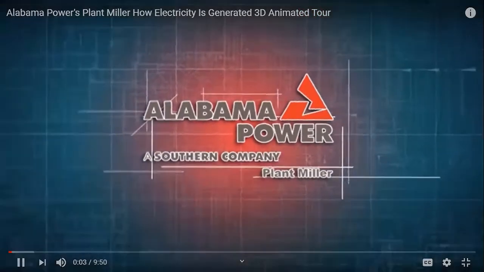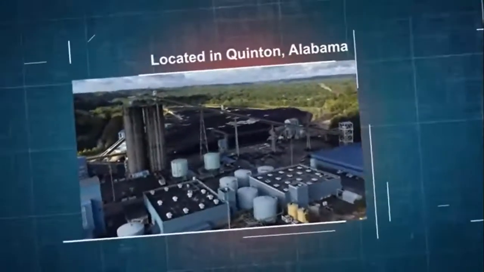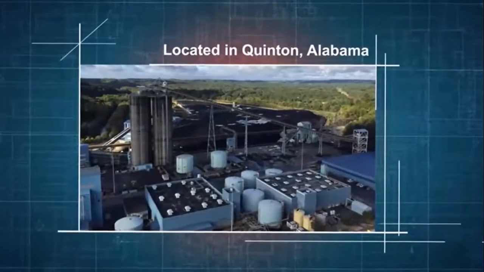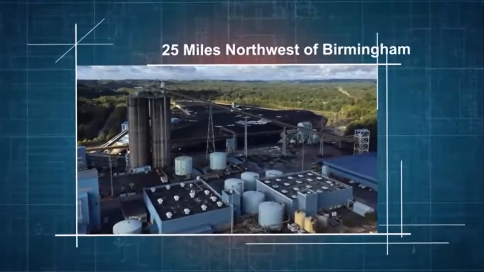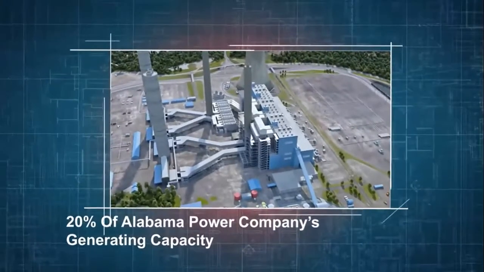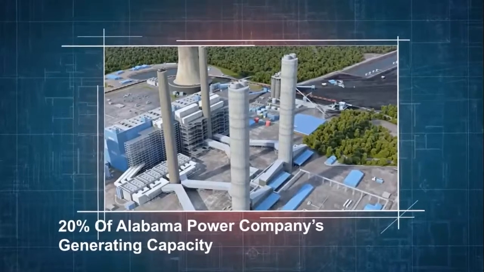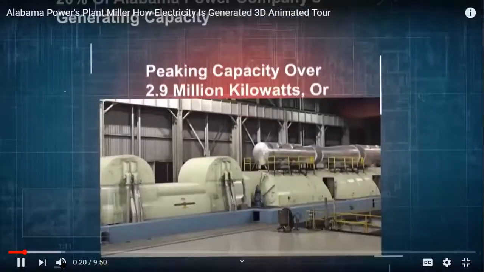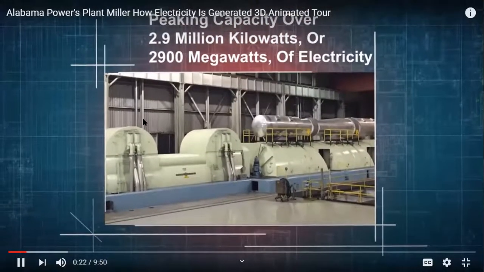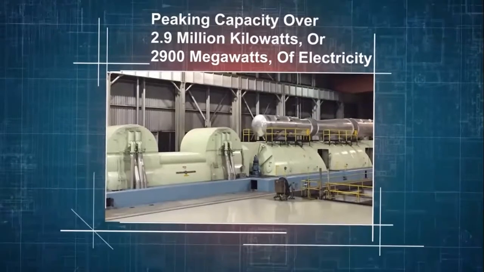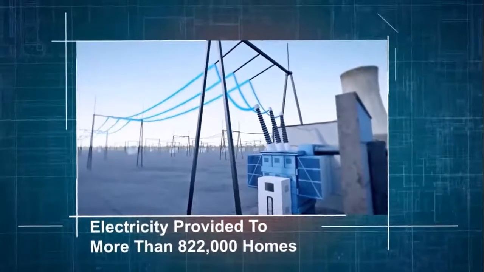Plant Miller is a coal-fueled power plant located in Quinton, Alabama, on the Locust Fork branch of the Black Warrior River, about 25 miles northwest of Birmingham. The plant provides over 20% of Alabama Power Company's generating capacity and is the largest generating facility in the state, with a peaking capacity of over 2.9 million kilowatts, or 2,900 megawatts of electricity that can serve over 822,000 homes.